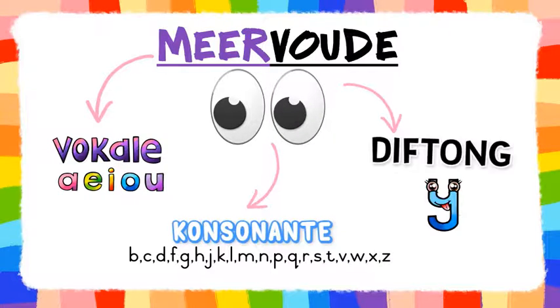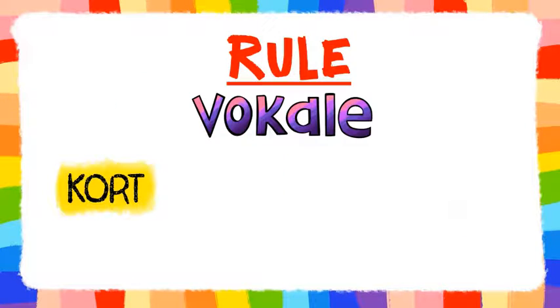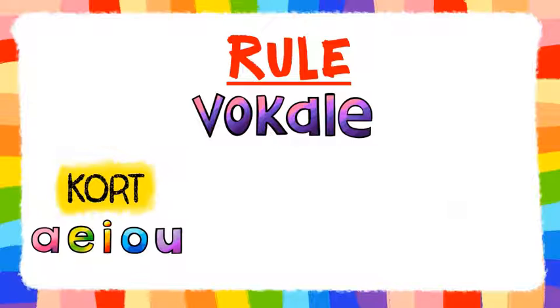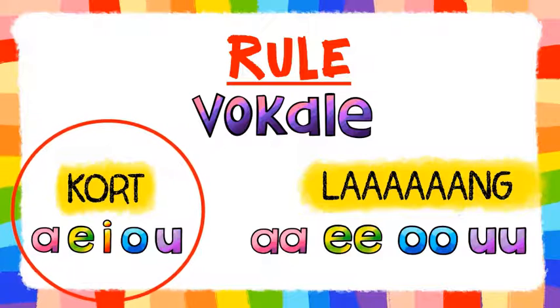Meervoude looks at 3 things: the vokale, the consonante, and the diphthong. The first rule that we will look at is the kort vokale. The opposite of kort vokale is lang vokale. It's not spelled like this. I just want you to get the idea.